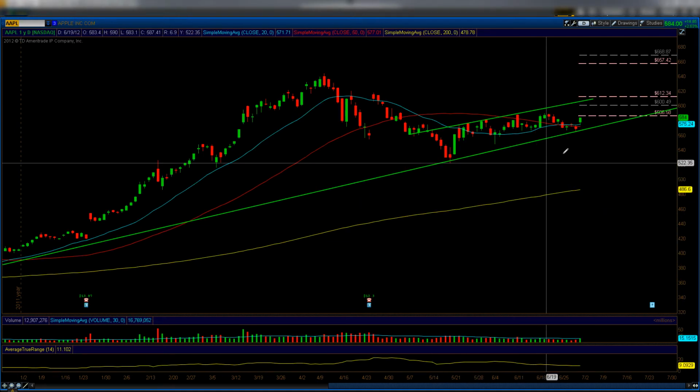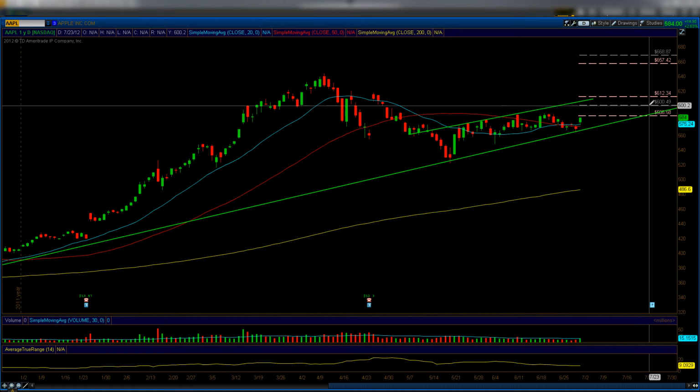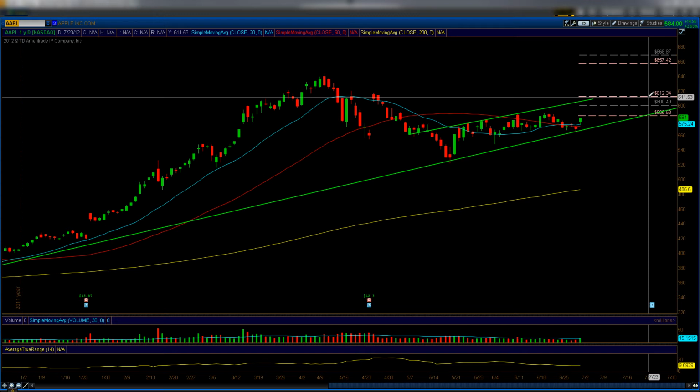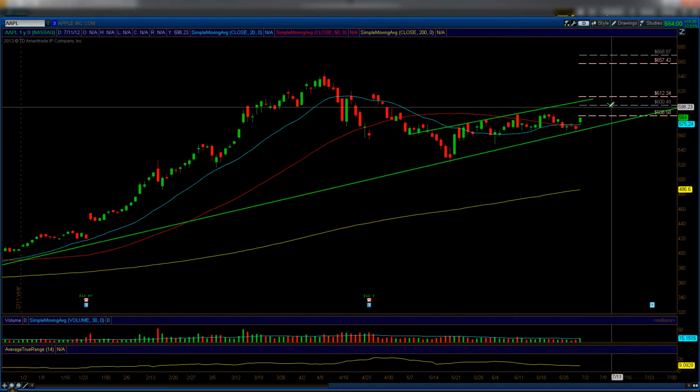All right, this is a chart of Apple. I have new calculated levels. One is 586.58, and then I have 649, and then I have 612.34. Now here's the thing: $600.49. I don't think it gets past here, to be honest.